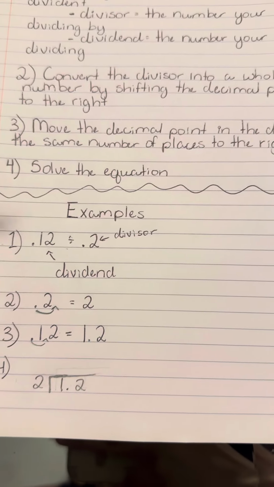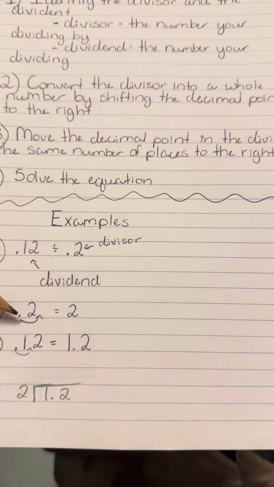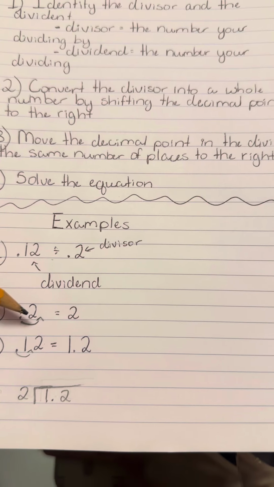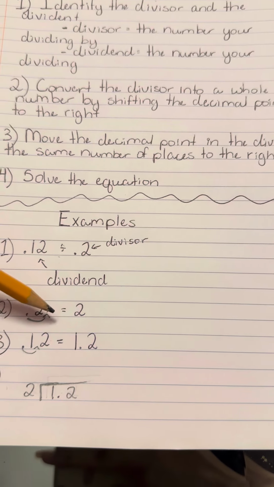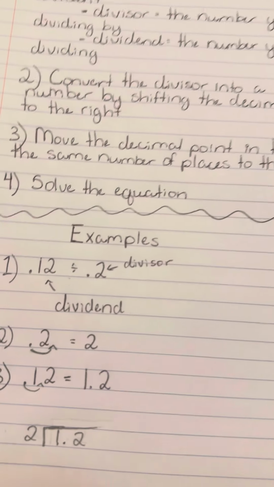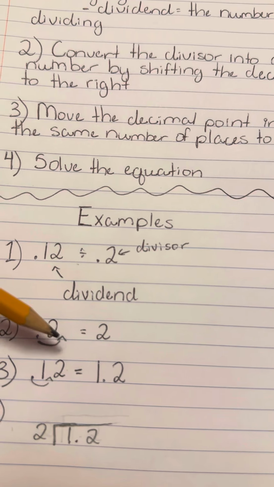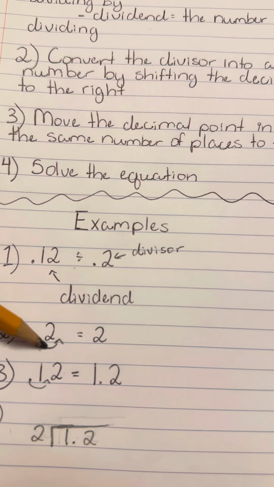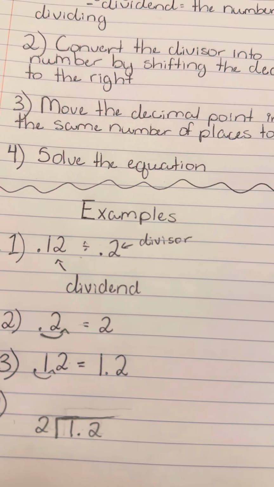Now the second step, we have to take this divisor and move the decimal place to the right however many places we need to move it in order to get a whole number. So in this example, we just have to move it over one place to get a whole number, which is 2.